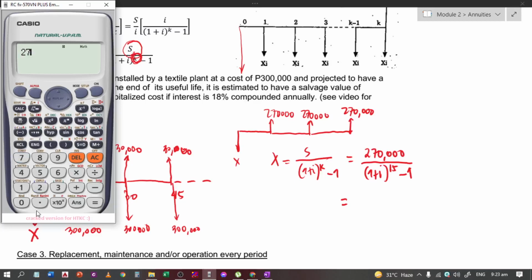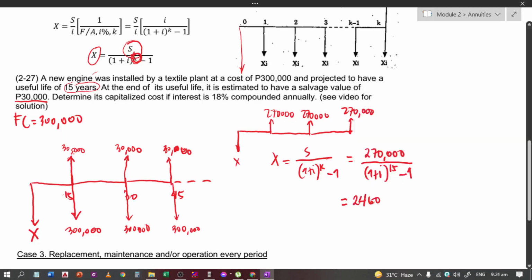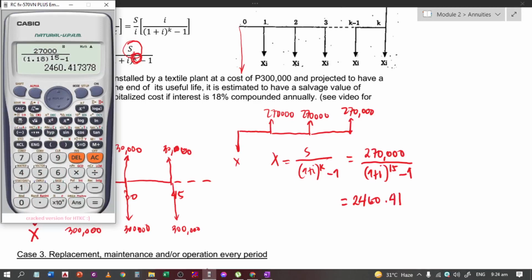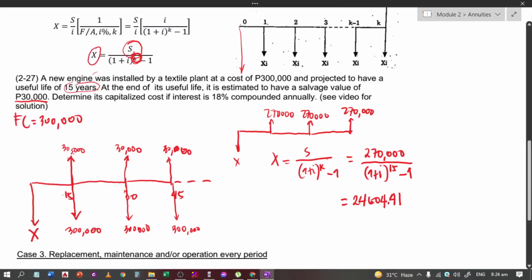So, 270,000 over 1.18 raised to 15 minus 1. Wait, I entered it wrong. Oh, it's 270, sorry, it's 270,000. I only entered 27. So, the result is 24,604.1738. That is the present worth of the replacement.